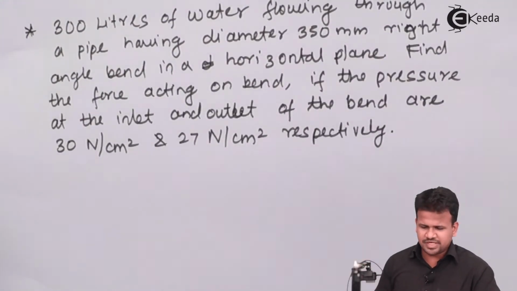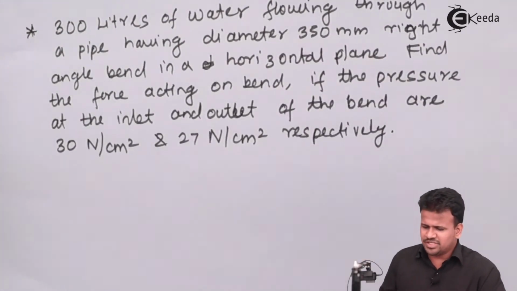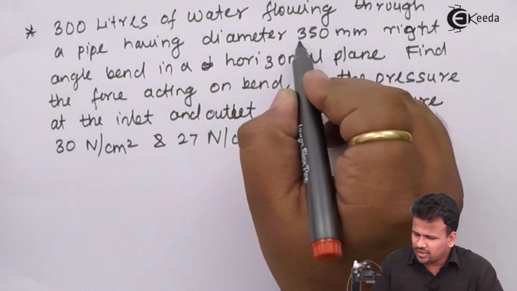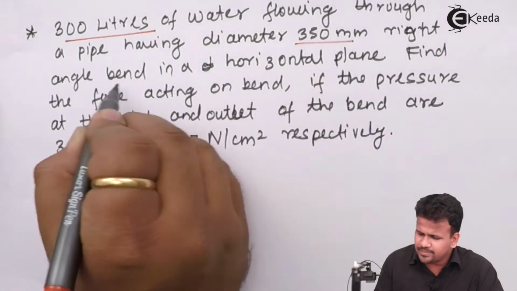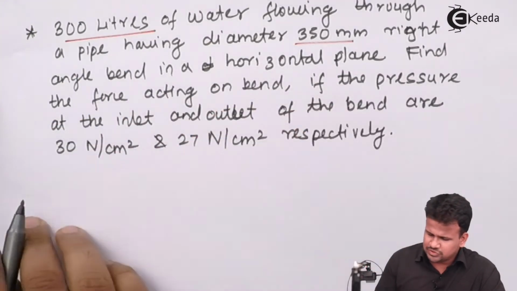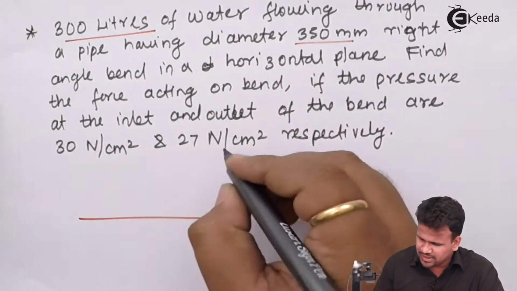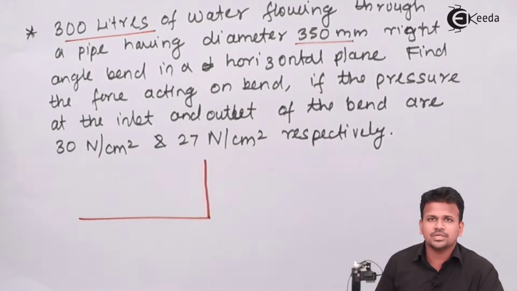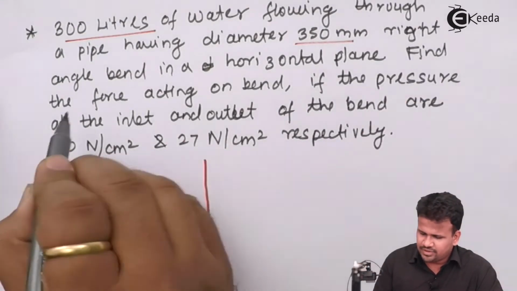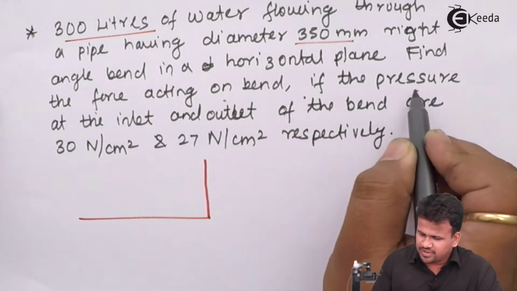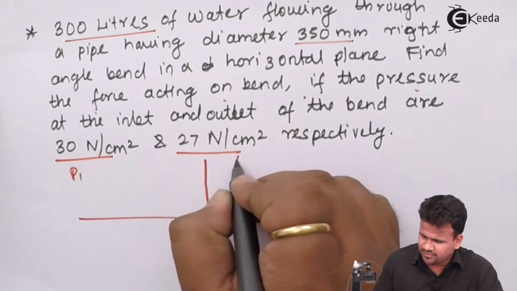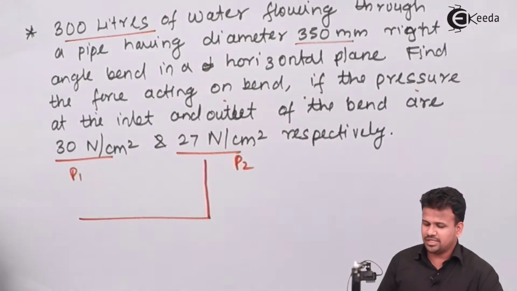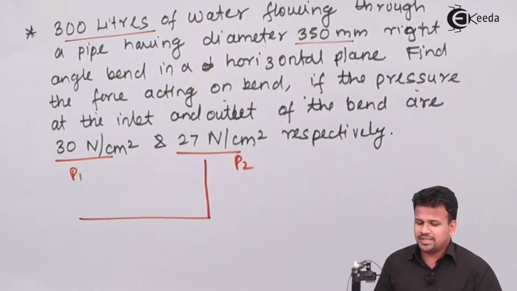The problem states that 300 liters of water is flowing through a pipe of diameter 350 mm and a right angle bend to the horizontal plane. So there will be a pipe which will be at a right angle to the bend. Find the force acting on the bend if the pressure at the inlet and the outlet, that is P1 and P2, is given to us as 30 and 27 Newton per centimeter square.